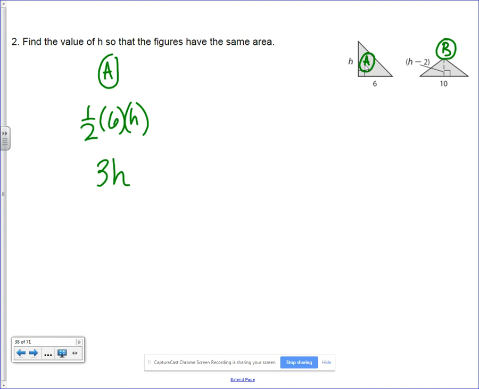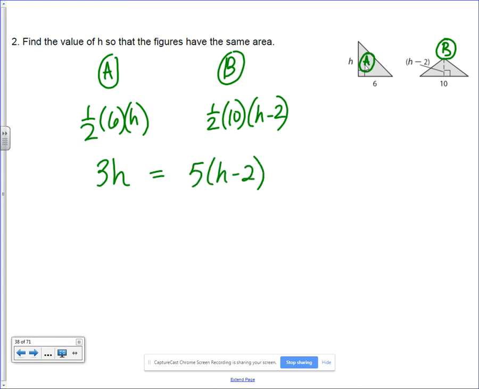Please notice I only multiply. There's no distributing happening here. That's one big old multiplication problem. If I look at triangle B, if I go 1/2 base times height, it looks like that. Half of 10 is 5. And I want the areas to be equal. So here's where we're going to distribute.